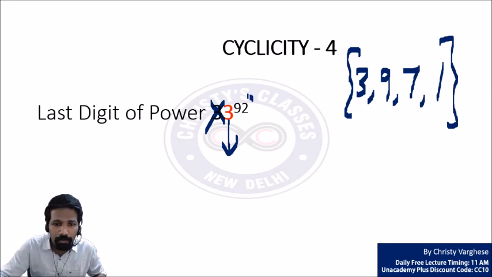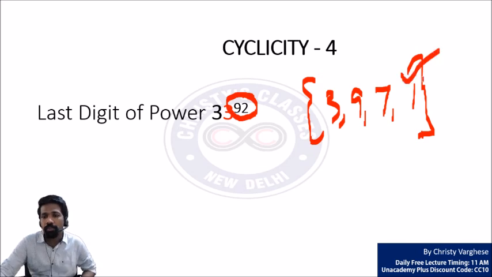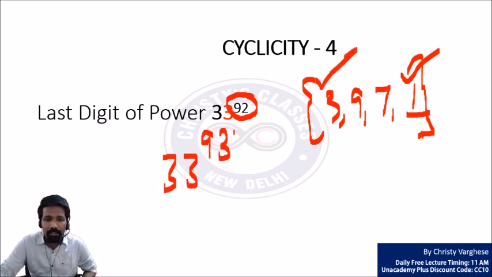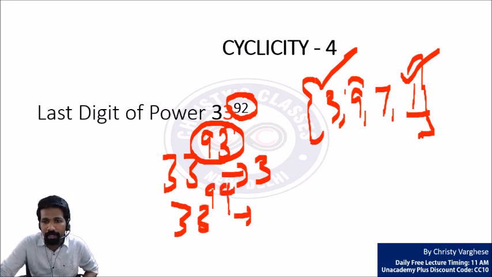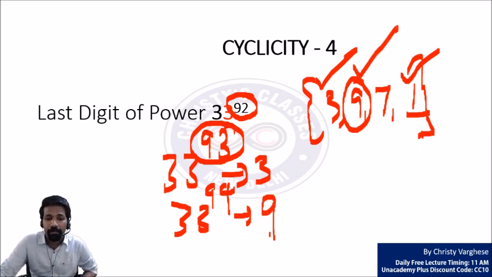Now the power you have to take 92. As the 92 is a multiple of 4, you choose the last digit. Last value in the power cycle, 1. So if it was 33 raised to 93, the answer will be 3, because 93 is 1 more than a multiple of 4. If it is 33 raised to 94, it is 2 more than a multiple of 4. So second element in the power cycle, so 9.